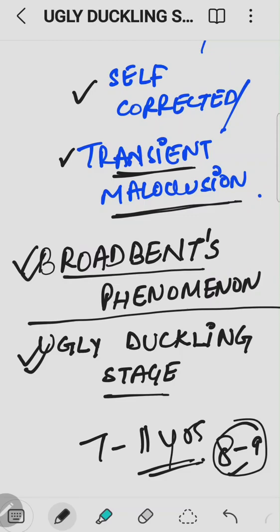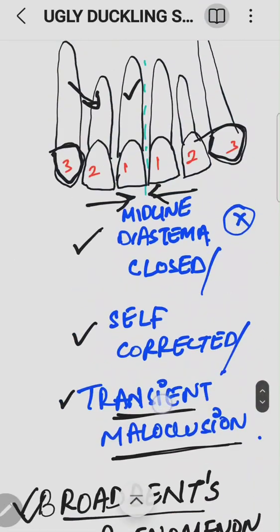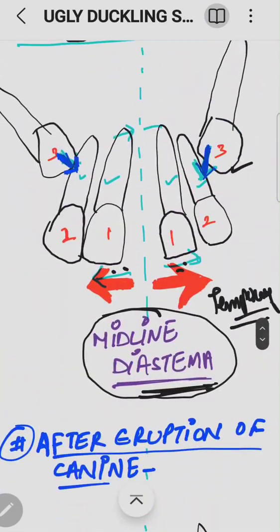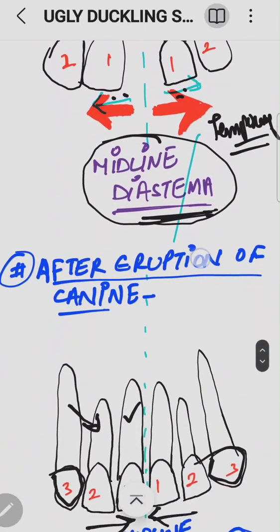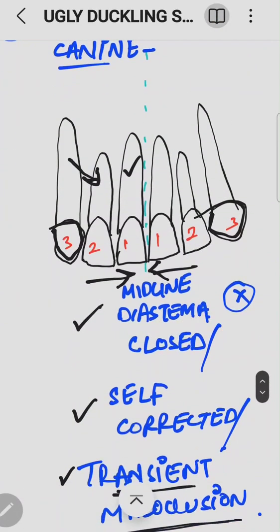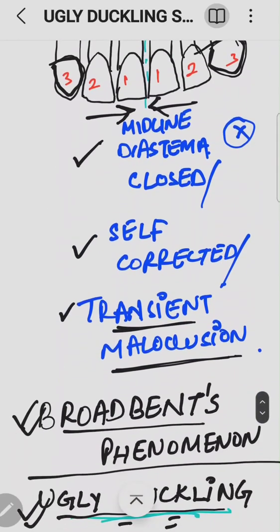Now the question may cross your mind: why is it called the ugly duckling stage? The reason is that when the midline diastema occurs in children, it looks like a duck face, which is very ugly. The patients or the parents bring their child to the clinic with the complaint that the child doesn't look nice and there is an unwanted space between the teeth at this particular age. We need not worry about it. That is the stage which will correct on its own, and hence it is called transient malocclusion.